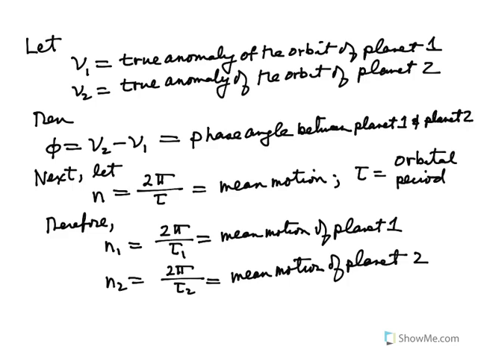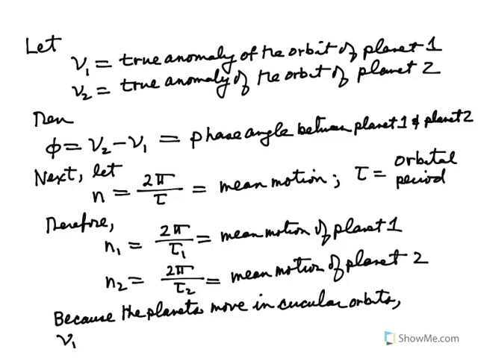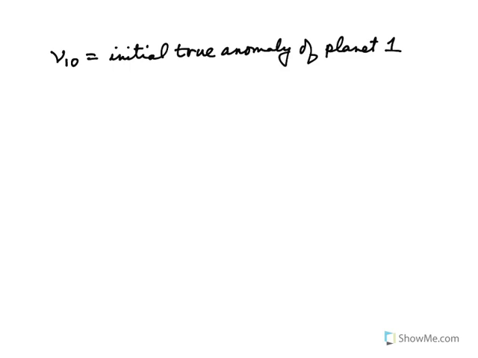Now, what we can do is, using this information, because the planets move in circular orbits, we can very easily write that nu1 is equal to nu10 plus n1 times t, and nu2 is equal to nu20 plus n2 times t, where nu10 is the initial true anomaly of planet 1, and nu20 is the initial true anomaly of planet 2.